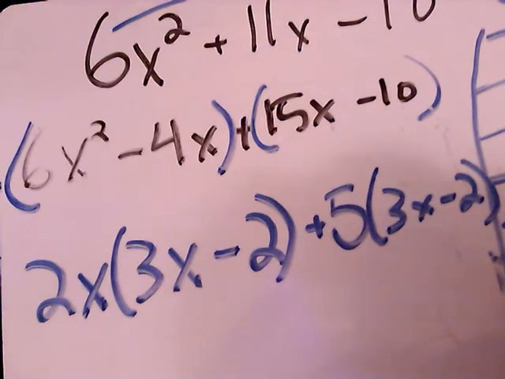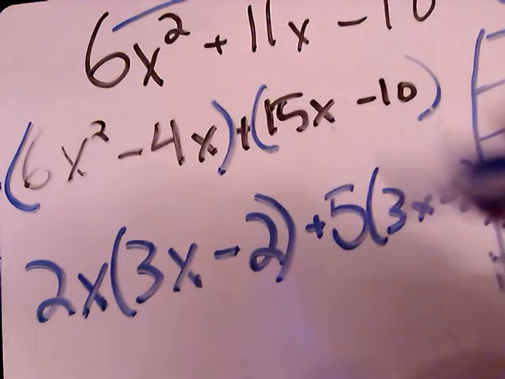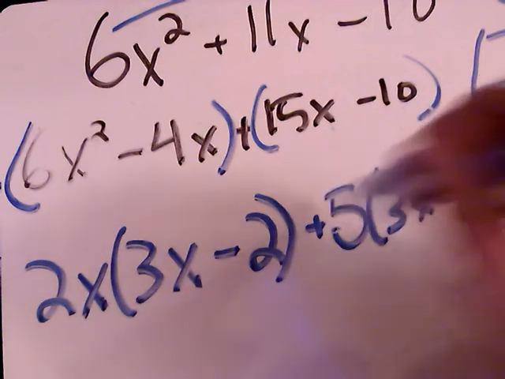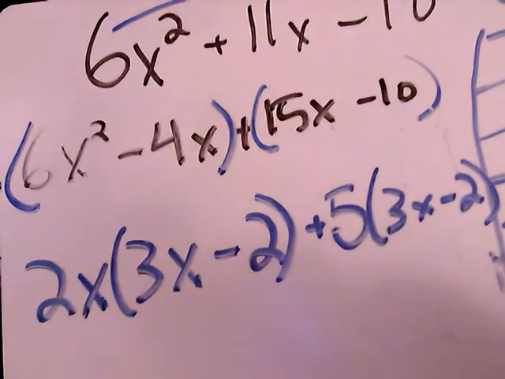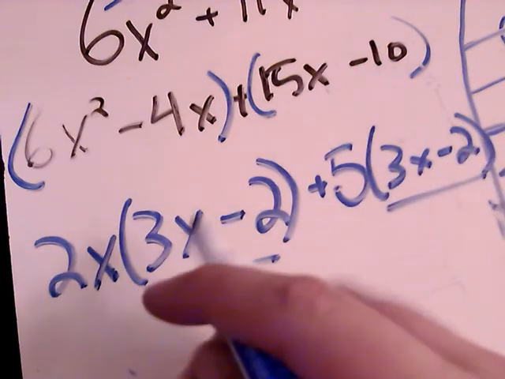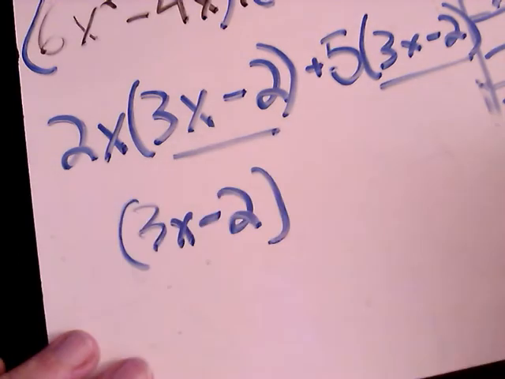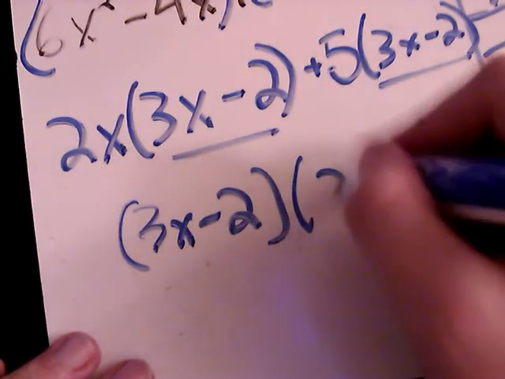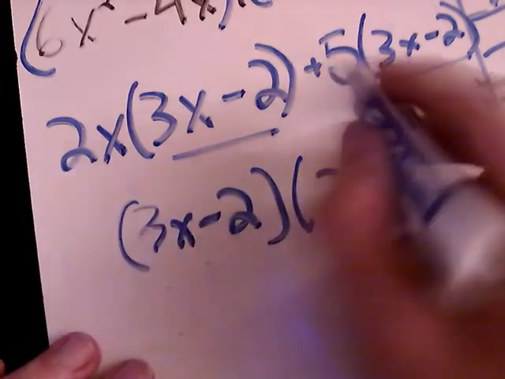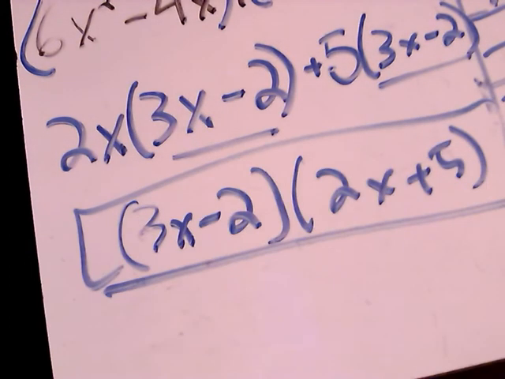If you were to do it the other way, if 15x would have been here and negative 4, you would have to take out a negative number because these both would be negative, so keep that in mind. So we have 3x minus 2 and 3x minus 2, so I can take that out. 3x minus 2. What's left over is 2x plus 5. There we go. So there's factoring by grouping when a is greater than 1.